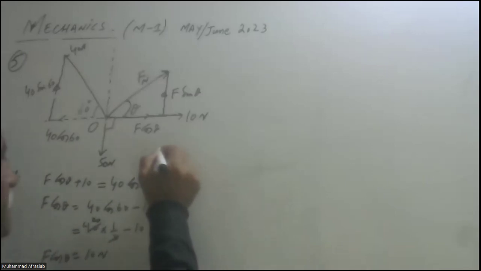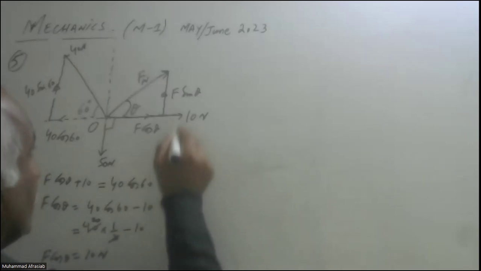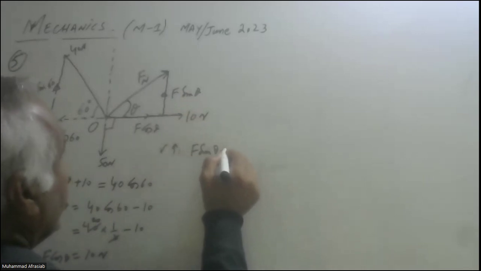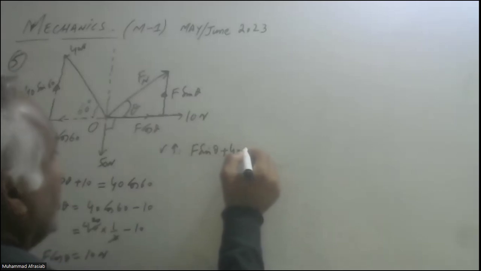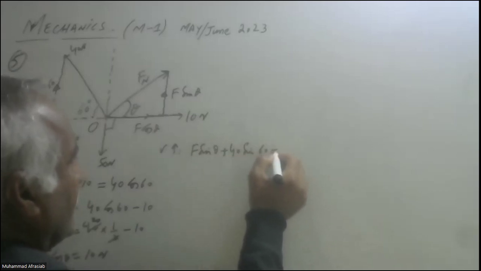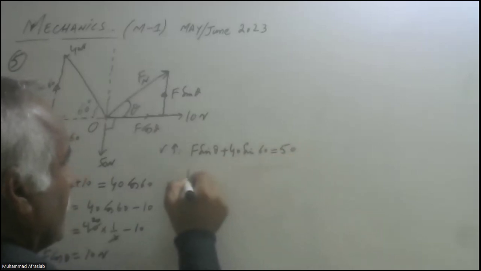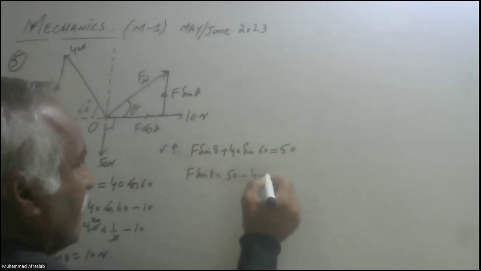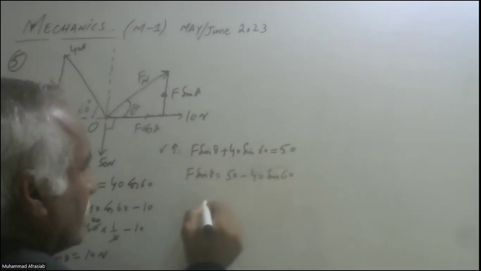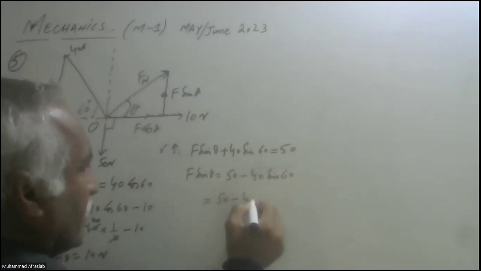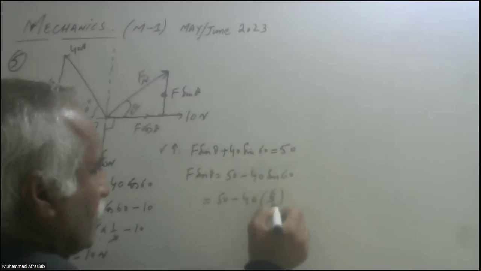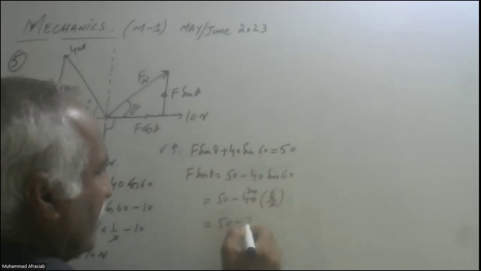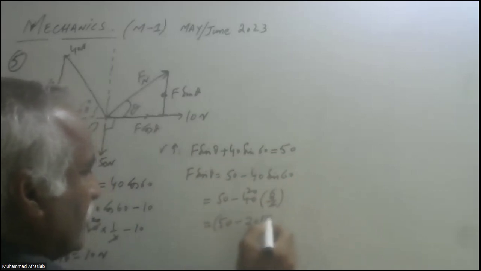Then vertical forces, they are also balanced. So vertical forces upward are F sine theta plus 40 sine of 60, and that is balanced by this 50. So F sine theta is equal to 50 minus 40 sine of 60, that is root 3 over 2. So that is 50 minus 20 root 3 Newton.